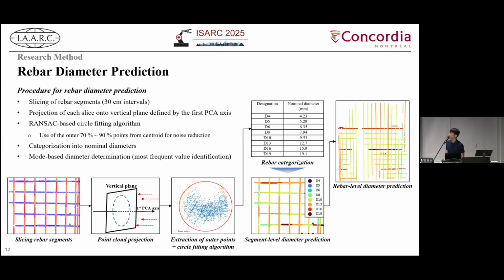But before that, we slice the rebar segment into 30 centimeter intervals, because when we project the whole rebar, there is so much noise and curvature that everything is overlapped. So we slice each rebar and estimate the diameter. Each slice diameter is categorized into the closest nominal diameter from D4 to D19. And the most frequent value among all slices is taken as the final diameter.